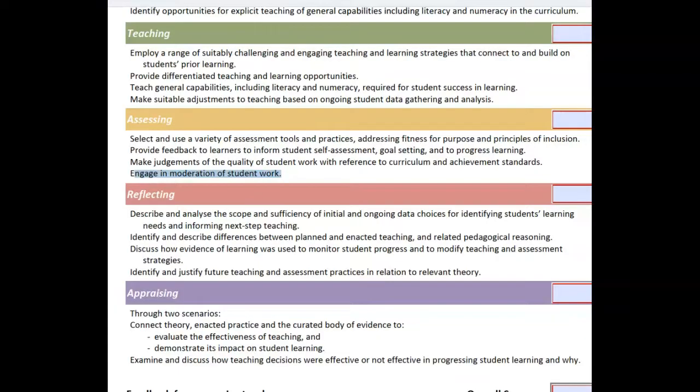Section number 4, reflection. Before I go into this, you've really got to answer the question that's being asked. You're asked to describe the scope and sufficiency of data and ongoing data. They identify and describe the difference between planned and enacted teaching, and importantly, the pedagogical reasoning.